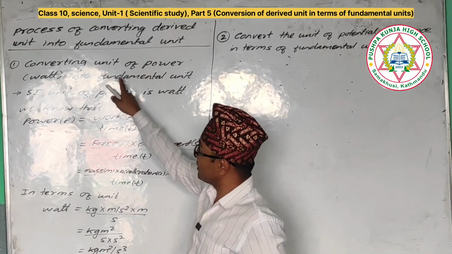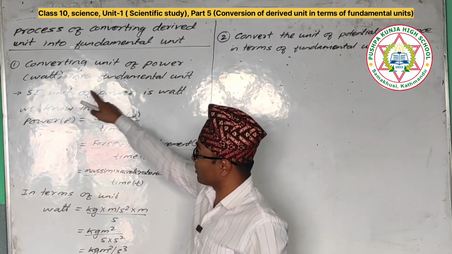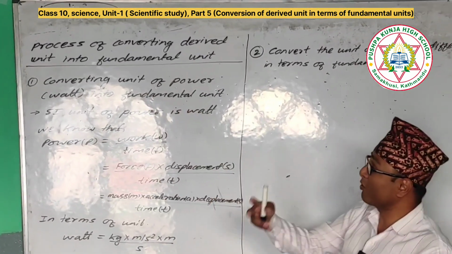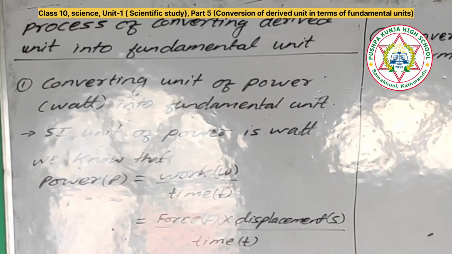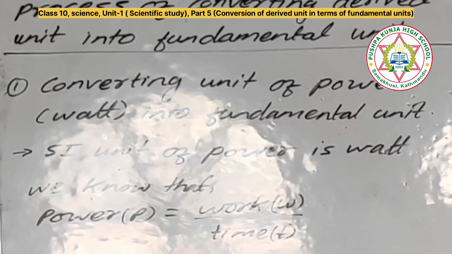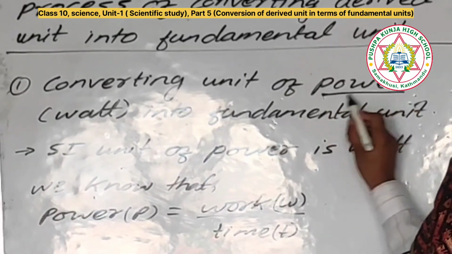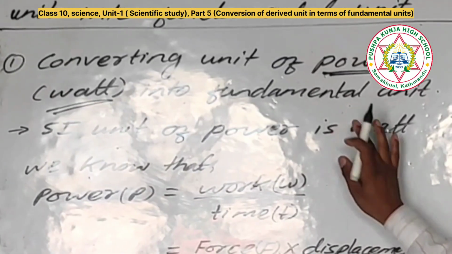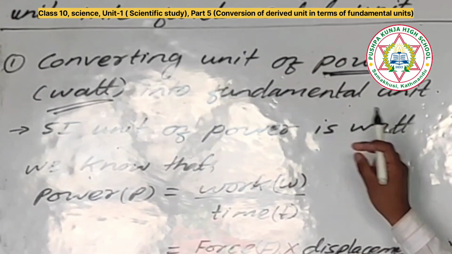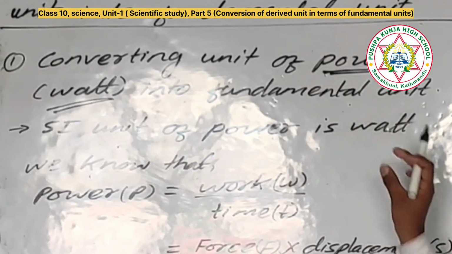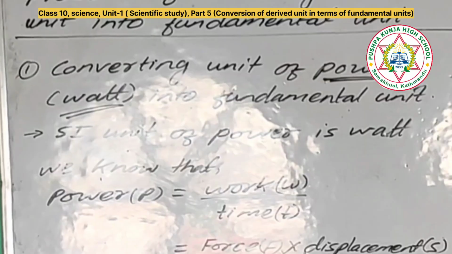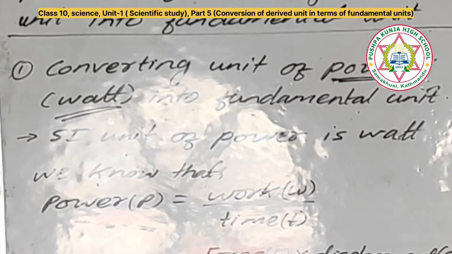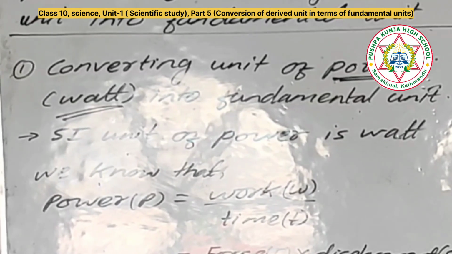Now, if you are asked in your exam to convert the unit of power in terms of fundamental units, how will you do that? I will convert the watt in terms of fundamental units. For that, you should know the formula of power. Power is a quantity and watt is a unit. If your exam asks you to convert the watt in terms of fundamental units, the first step is to identify the quantity involved in that unit.